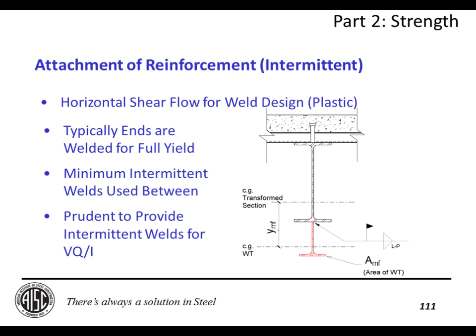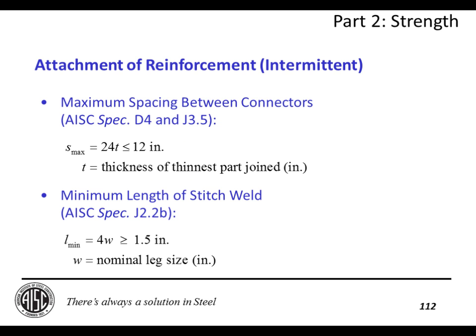For plastic design, you would generally just design the end of the reinforcing member for the full yield strength of the member as we just discussed, and then you could place intermittent welds, minimum welds in between. Again, I personally think that it's prudent to go ahead and provide the intermittent welds sized for your elastic model of VQ over I. There are a lot of rules for your maximum spacing between connectors and stitch welds. Your S-max is 24 times the thickness of the thinner part joined, less than or equal to 12 inches. And then each of your little welds has to be at least 4 times the leg size, greater than or equal to 1.5 inches.